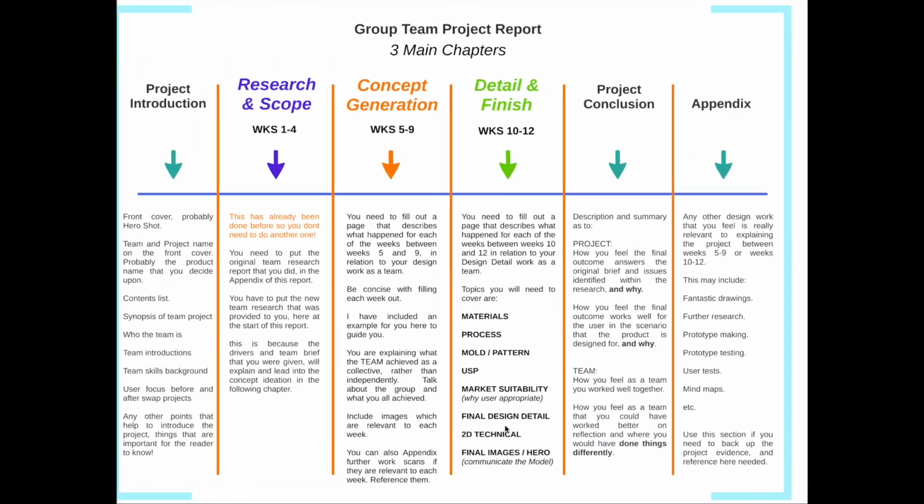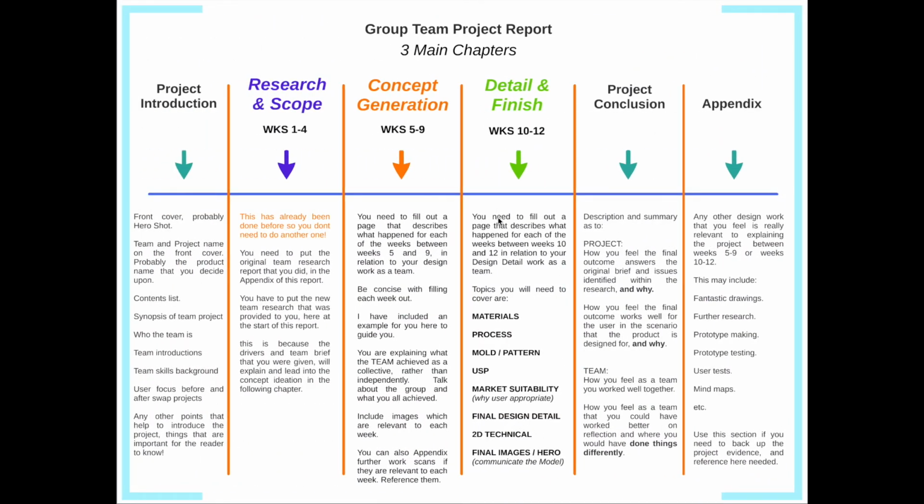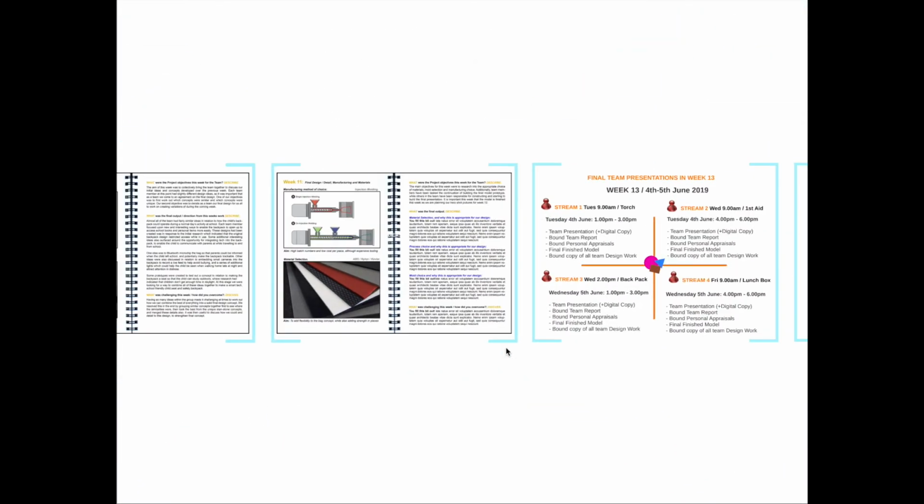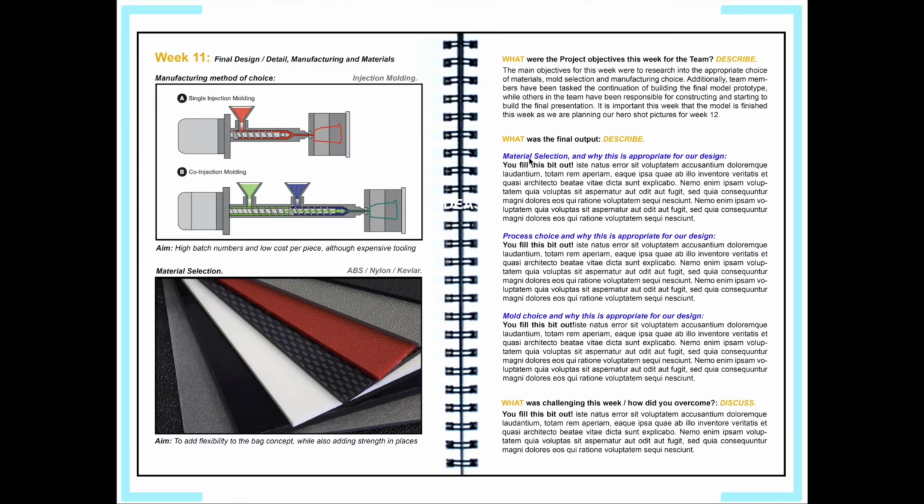So if we come back here, I've listed down here a few things for you to write about. So you've got down here, say, detail and finish, and you're looking at it maybe incorporating materials, process, mold pattern, USP, market suitability, why the user is appropriate, final design details, in terms of how it looks, any further details. You did 2D technical drawing, and of course part of that will be your final images and hero shots. So all of this you can just put in, you can just list some of the things in there.